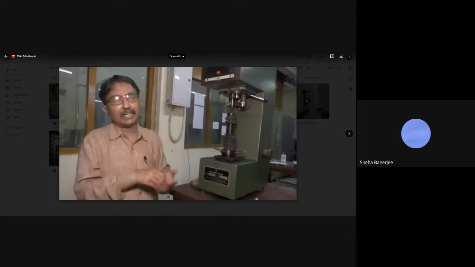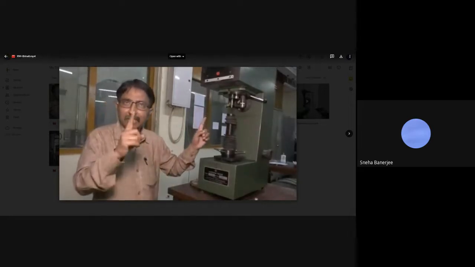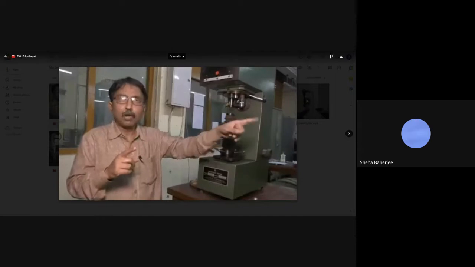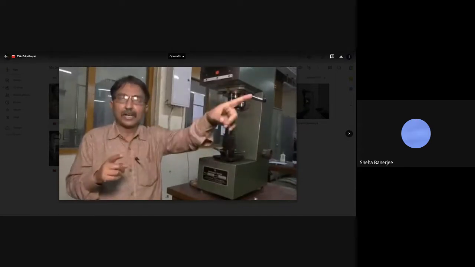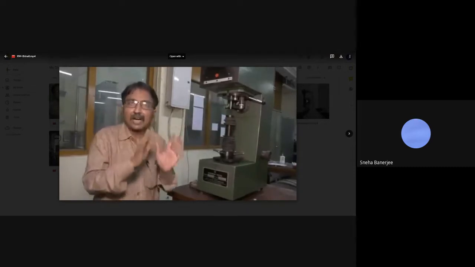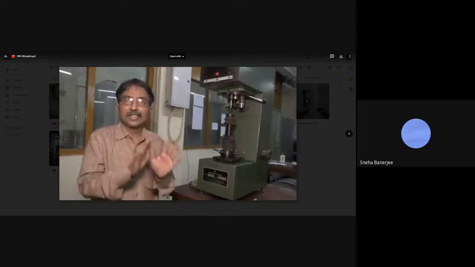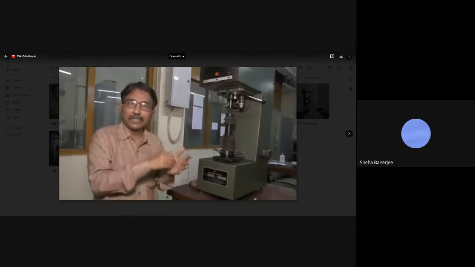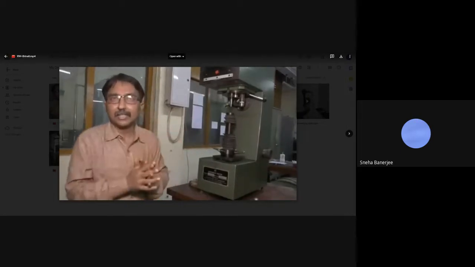So we can convert the Vickers hardness number of a material to Rockwell hardness number, Rockwell hardness number to Brinell hardness number and vice versa. So that is the beauty of these hardness numbers. Hardness can be expressed as Vickers hardness, Rockwell hardness or Brinell hardness number.